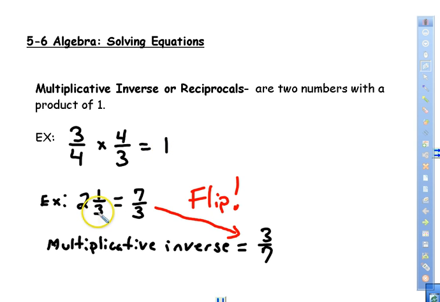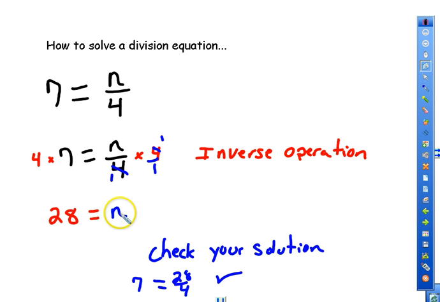Okay? So when we look at this particular fraction, this is a proper fraction. This would be a mixed number. The first thing you have to do for that is to first make it into an improper fraction. So 3 times 2 is 6 plus 1 more to get your 7/3. And then you take the multiplicative inverse of that, or the reciprocal, which then flip that, gives you 3/7. Okay? We'll talk further about that when we do our equations.